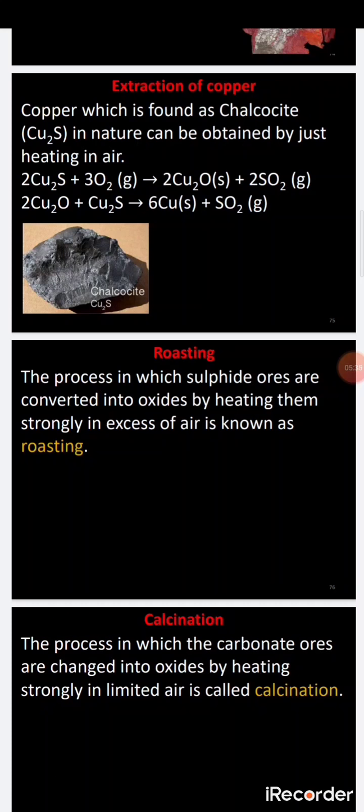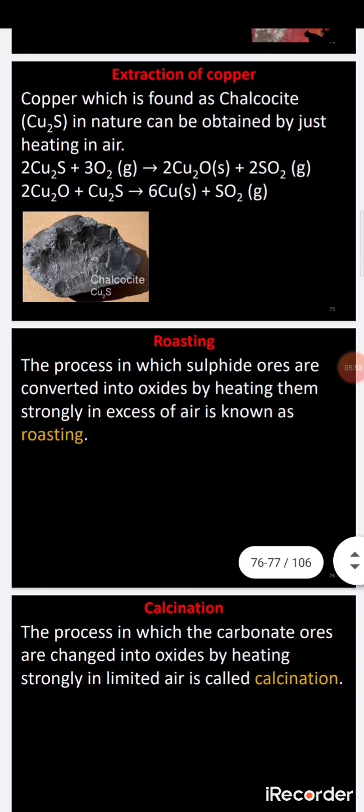When you heat chalcocite, a copper sulfide, in the presence of excess air, that is oxygen, it is converted into copper oxide and sulfur dioxide gas is liberated. So this is how chalcocite, copper sulfide, heated in the presence of air, is converted into copper oxide and sulfur dioxide gas.